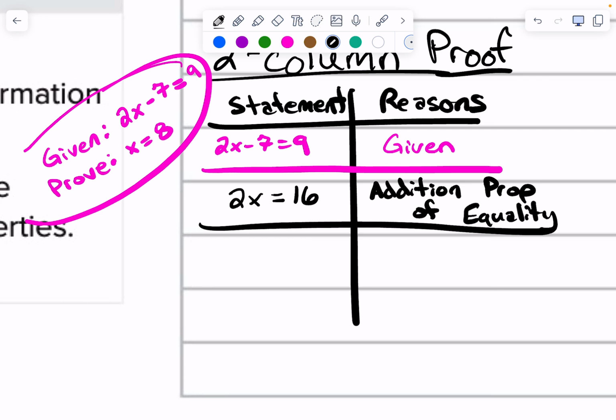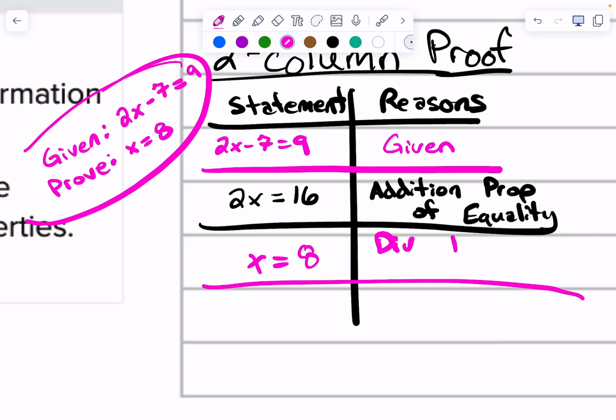The addition property says as long as I do it to both sides, I am okay. I added 7 to this side to make it go away, and I added 7 to this side. So by the addition property of equality, my equal sign remains the same, right? It stays in balance as long as I did it to both sides. So I have that going on. All right, now, my next line is x equals 8. How am I allowed to do that?